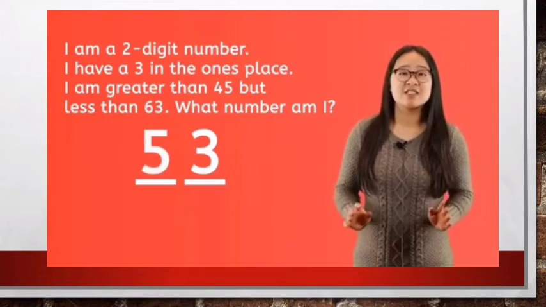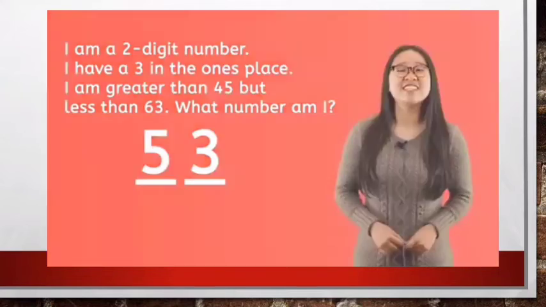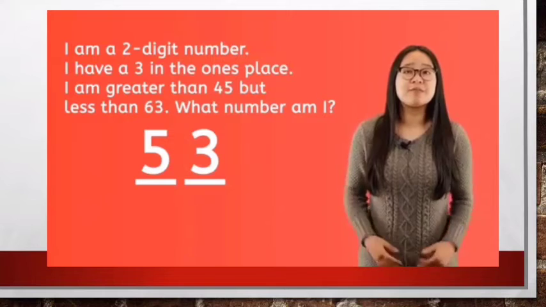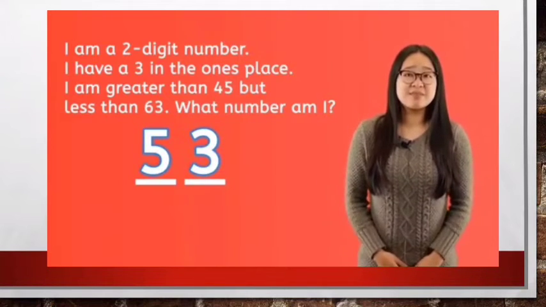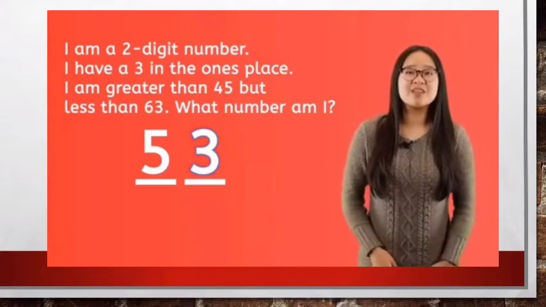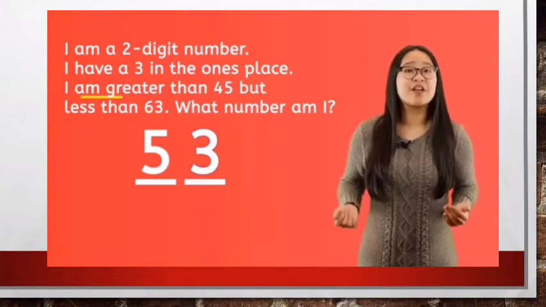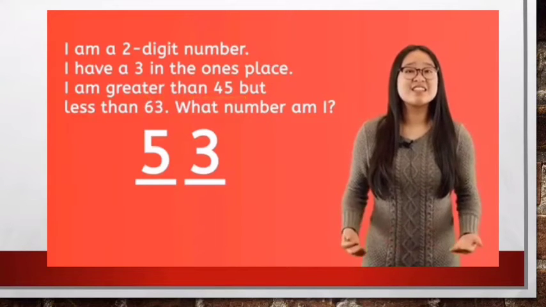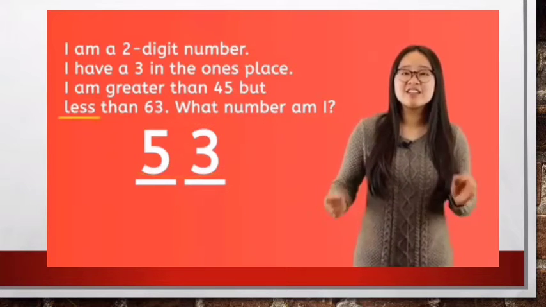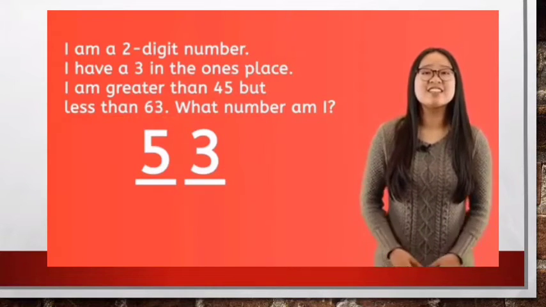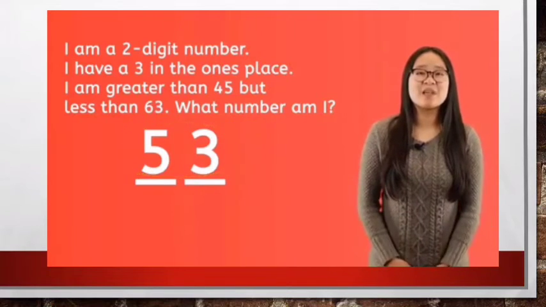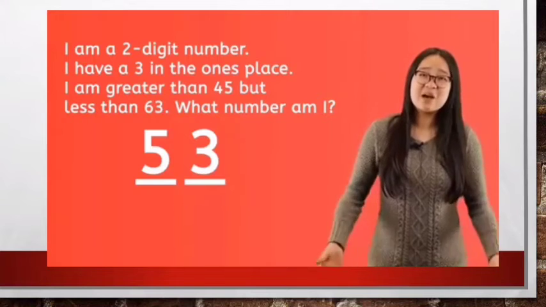If you guessed 5 in the tens place, that makes the final answer 53. To know if we're right, let's read the whole problem again. I am a 2-digit number. Yes, we have 2 digits. I have a 3 in the ones place. Yes, we have a 3 in the ones place. I am greater than 45. Yes, 53 is greater than 45. But less than 63. Yes, 53 is indeed less than 63. We got it. We made some educated guesses and we solved this problem.